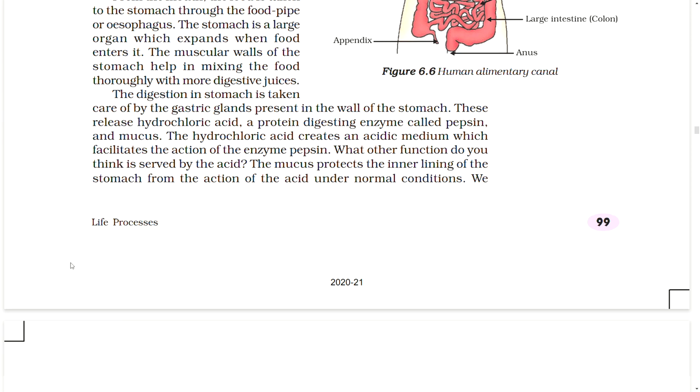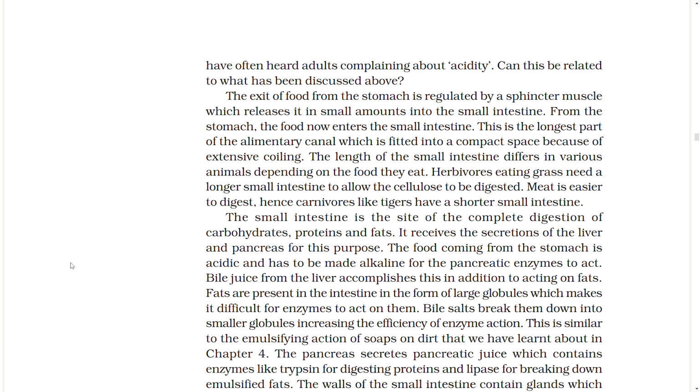We have often heard adults complaining about acidity. Can this be related to what has been discussed above? The exit of food from the stomach is regulated by a sphincter muscle which releases it in smaller amounts into the small intestine. From the stomach, the food now enters the small intestine. This is the longest part of the alimentary canal, which is fitted into a compact space because of extensive coiling.